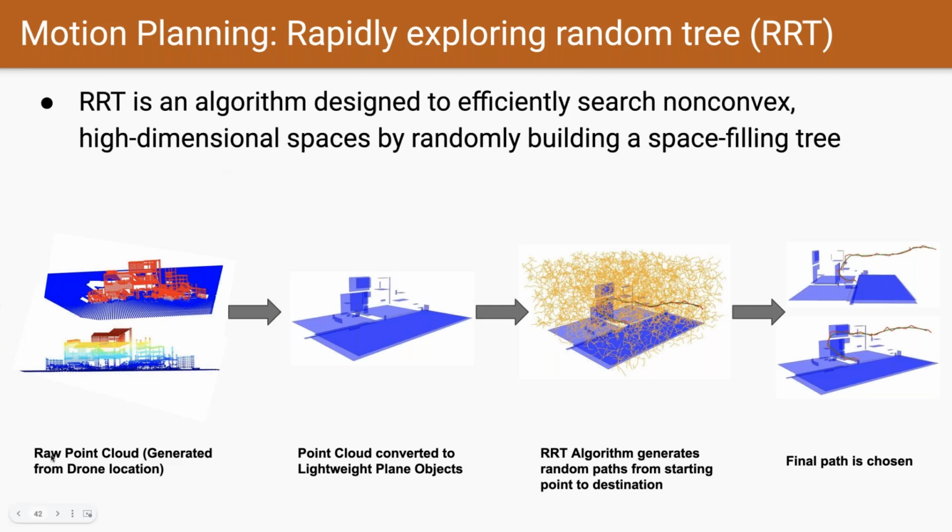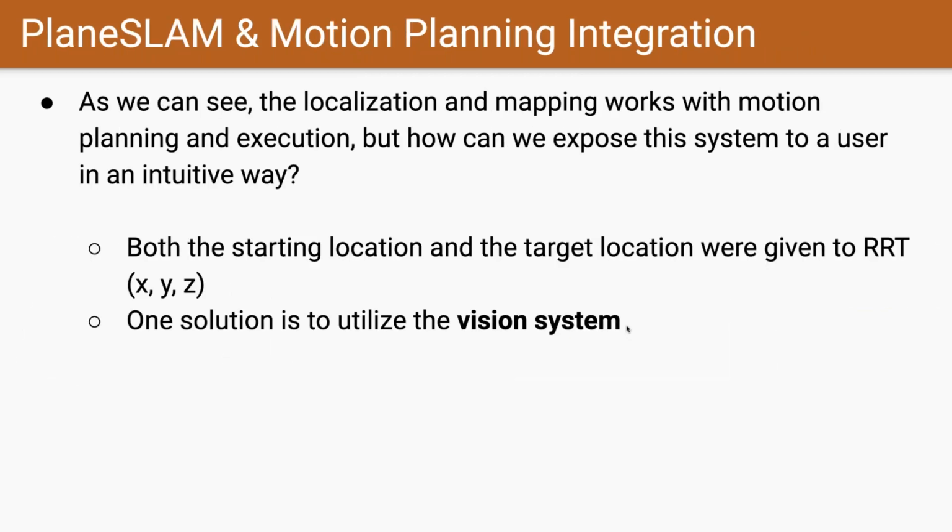So the way we work is we generate a raw point cloud data, which is generated from the drone location, converted using the PlaneSLAM, which I discussed before, into lightweight objects. And once we have these lightweight objects, we are going to do the RRT algorithm that generates random paths, starting from a starting point and destination. Here, I'm specifically giving what the starting point and the end destination is. And based on that, the final path gets chosen. We're going to fly that drone, capture that system. But that involves me telling where to start the drone, where to end that zone.